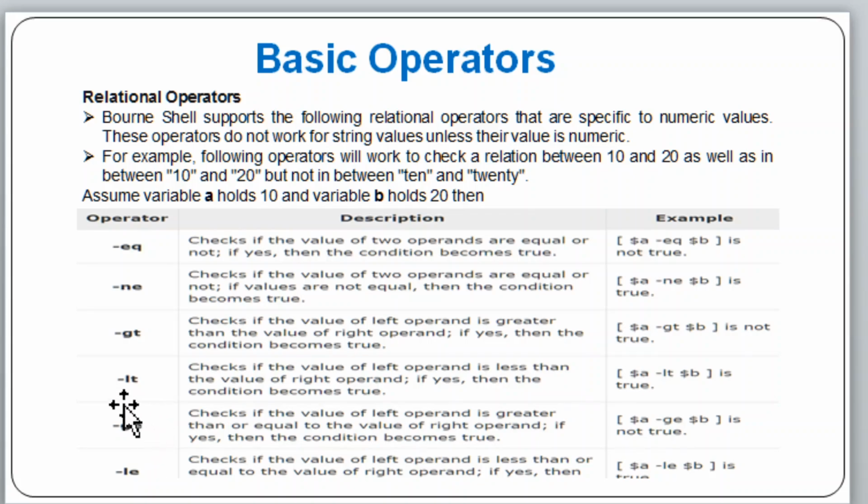And then we have ge, which stands for greater than or equal to. So this checks if the value of the left operand is greater than or equal to the value of the right operand. If yes, the condition becomes true. So is a greater than or equal to b? No. Okay, so it's not true. And then we have less than or equal to, which is the opposite of this. Checks if the value of the left is less than or equal to the value of the right. Is a less than or equal to b? Yes, so it's true.